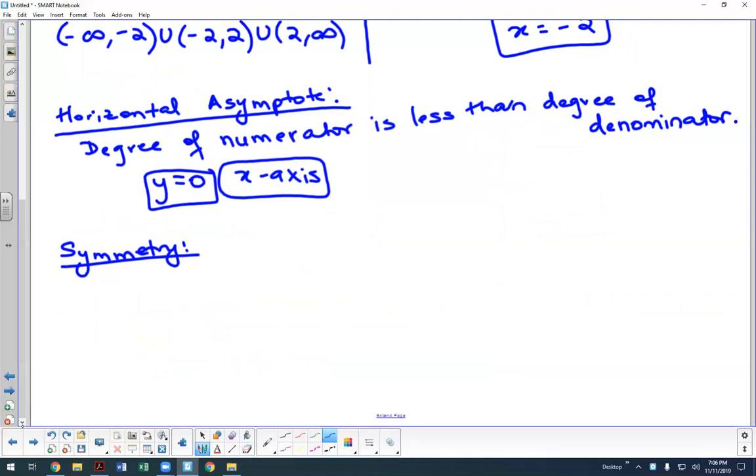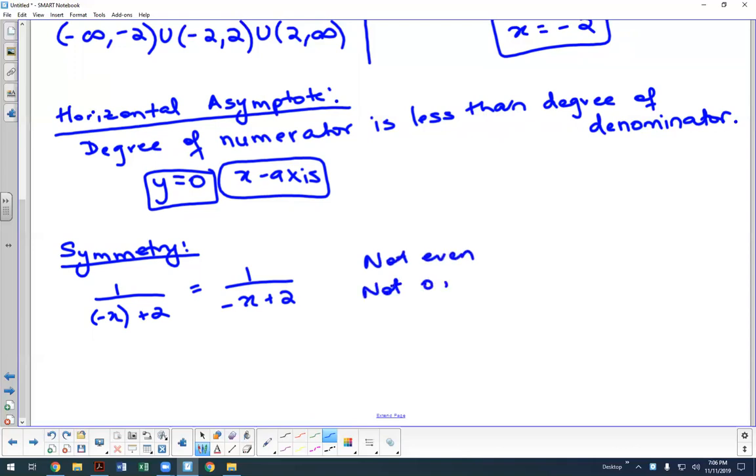Okay, so testing for odd or even function. What did this simplify into? x plus 2. So it's not even, it's not odd. That's why it has no symmetry. And remember, we're specifically talking about symmetry with respect to the y-axis or the origin. So if it's not even, not odd, it's not going to have either of those two types of symmetry.